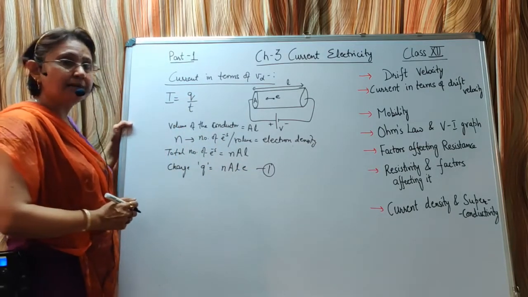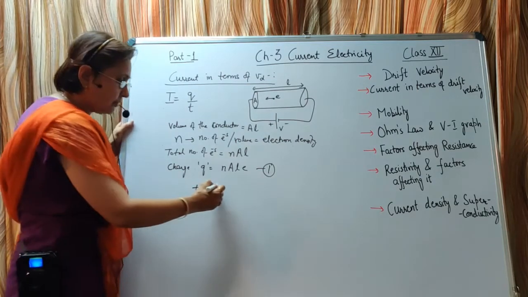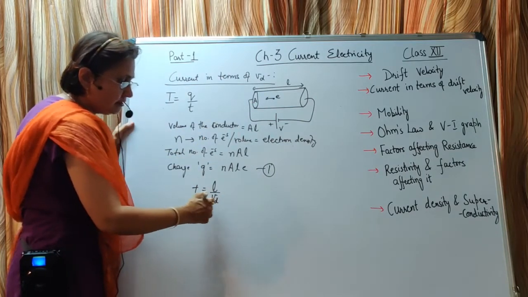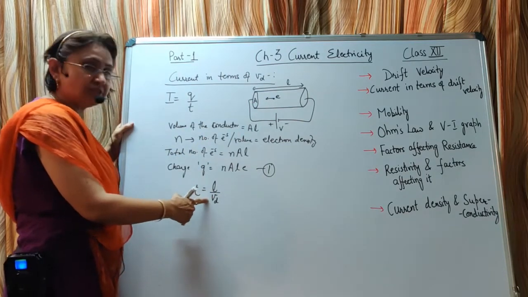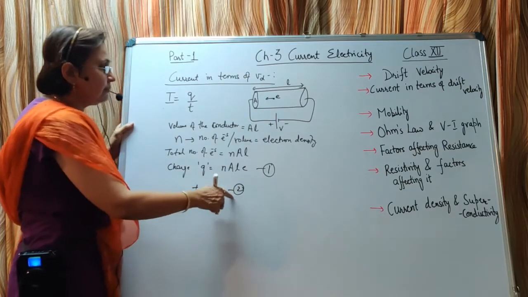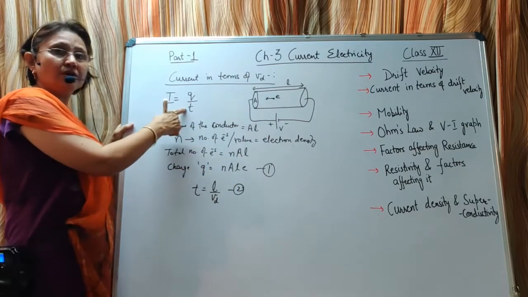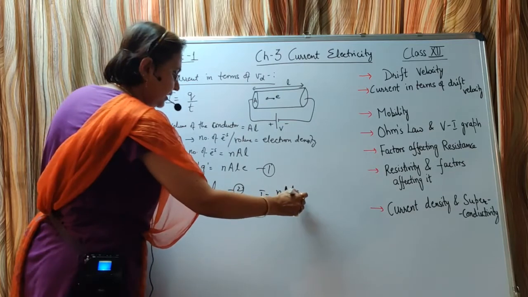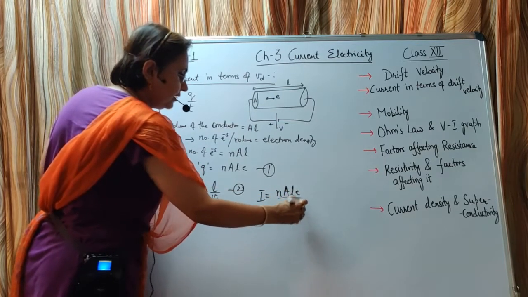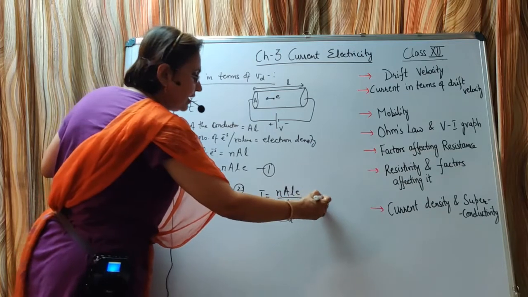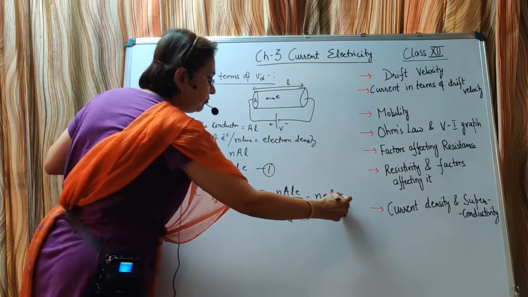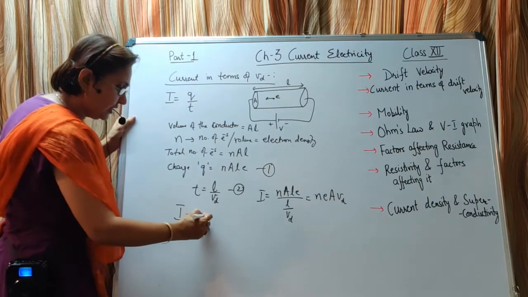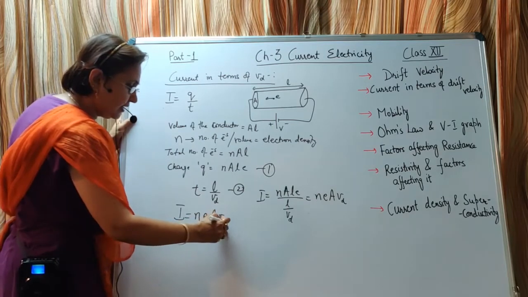Now let's find out the time. We know that time is equal to distance upon speed. How much distance has it covered? L. And what is its speed? Vd, the drift velocity, since it is drifting with drift velocity. This is equation number 2. Substituting 1 and 2 over here, I is equal to Q upon T, that is n A L e upon L upon Vd. Here L and L cancel out and we get n e A into Vd. Hence, the expression of the current in terms of drift velocity is given by n e A Vd.